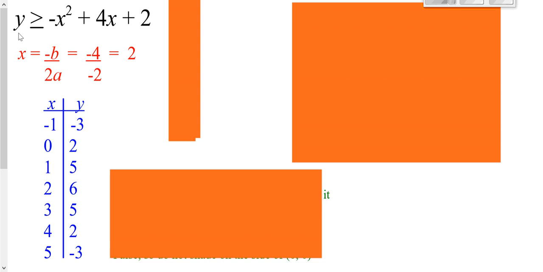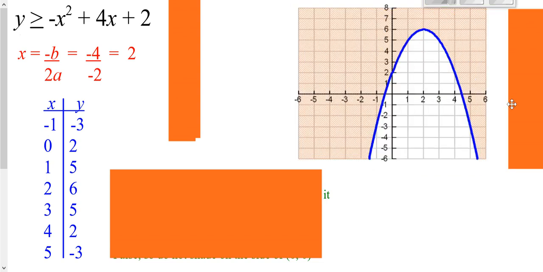Now we want y greater than that, so we should be shading above our curve. And you'll see that that's what we have here. We are shading above a curve. Here's our curve. We want to be shading above, so that's up. Here's your curve, shading above because of the greater than.